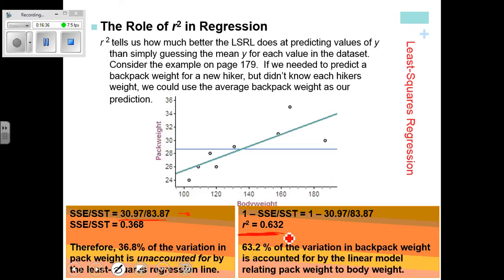63.2% of the variation in backpack weight is now accounted for by the linear model relating backpack weight to body weight. So in other words, this is all that variation we can now account for by adding in that extra variable of body weight instead of just predicting it with the mean, which is very good. Of course, the larger your percent, the larger your R squared, the better your prediction.